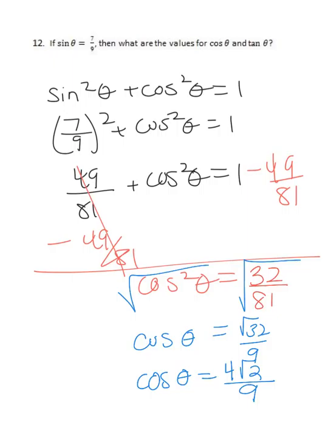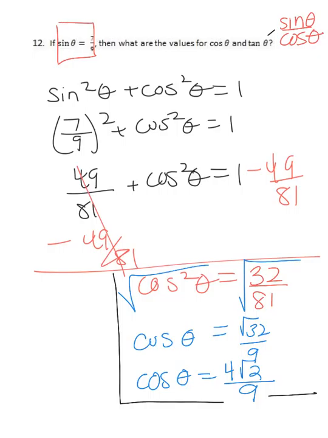Now we need to find tangent of theta, and I've run out of room here, so that's crappy. But tangent of theta, if you remember the quotient identity from the lesson, that is sine of theta divided by cosine of theta. And now we have two values, one for sine of theta and one for cosine of theta here. So we're going to take 7 over 9 and we're going to divide that by 4 radical 2 over 9.